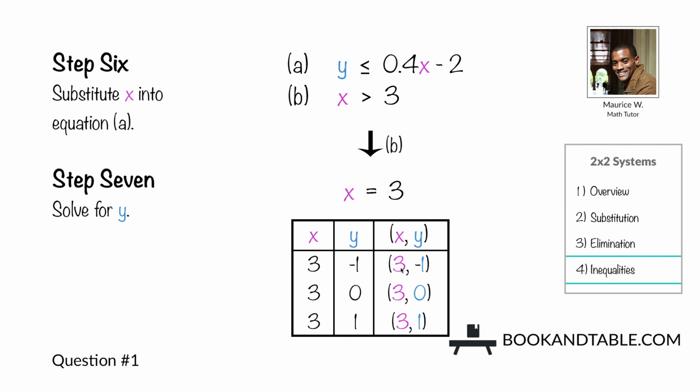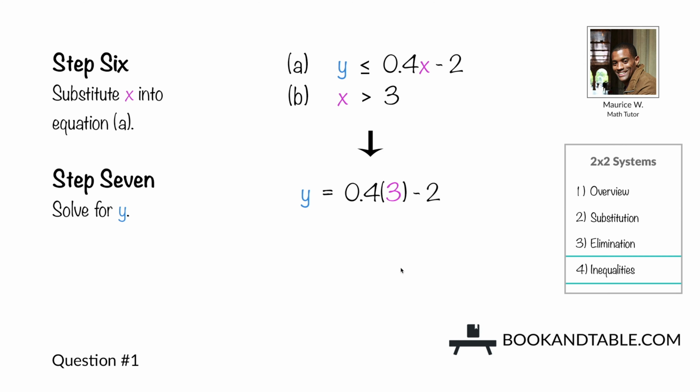So now that we have our value tables, we'll be able to sketch the lines for each inequality, but we first want to find the vertex where these two lines cross. So step 6, substitute x into equation A. So equation B is x is equal to 3. So since we know this, we can plug that in to A here, giving us y is equal to 0.4 times 3, which would be 1.2, minus 2 would give us -0.8 as our y coordinate for the vertex.